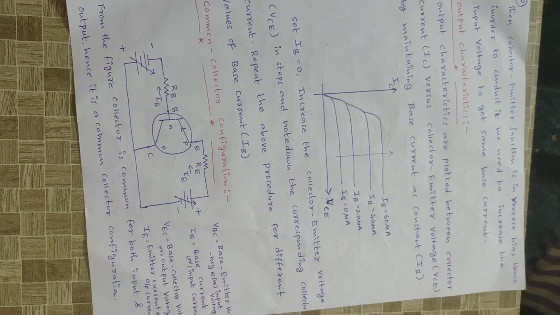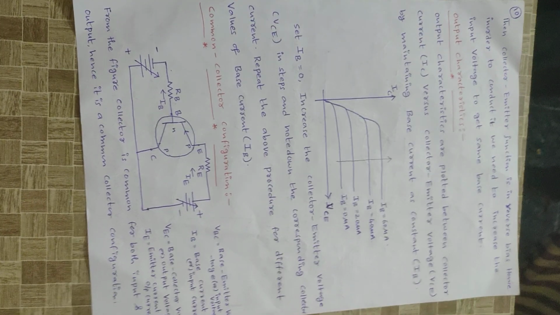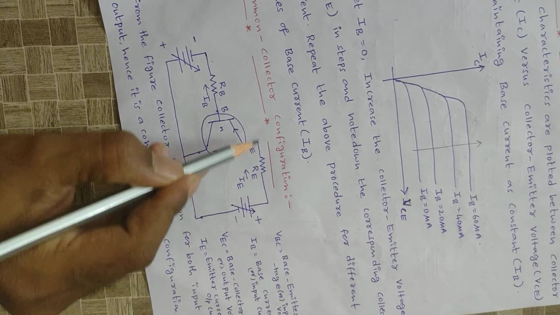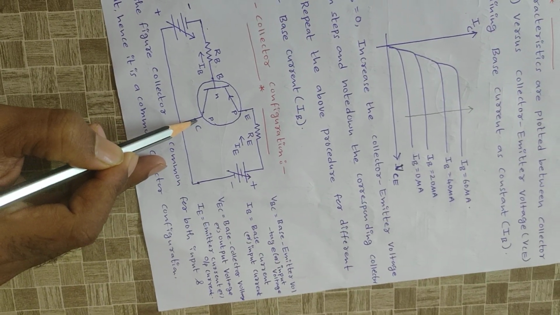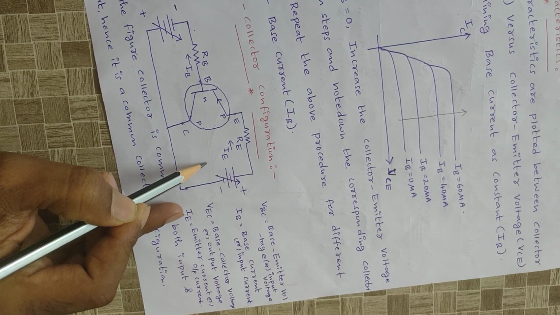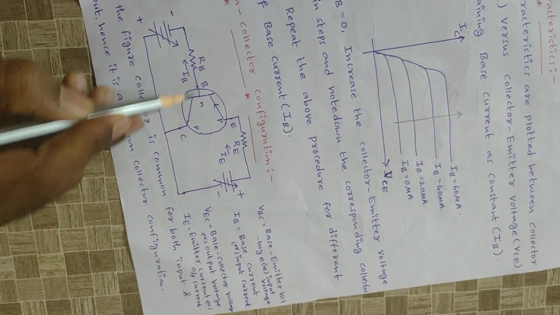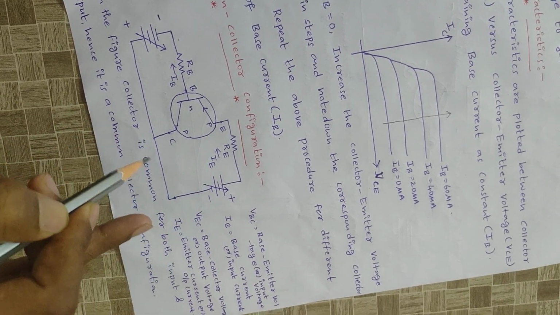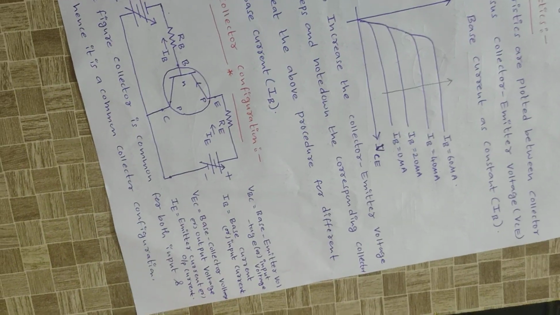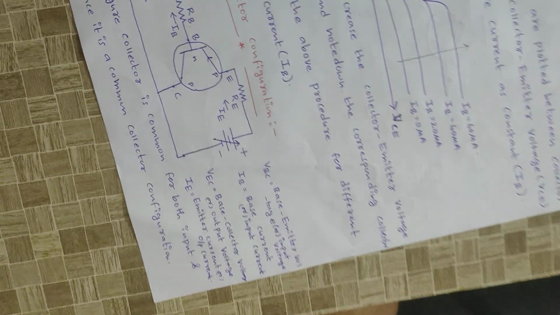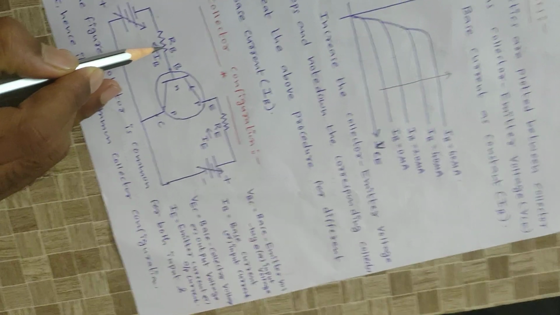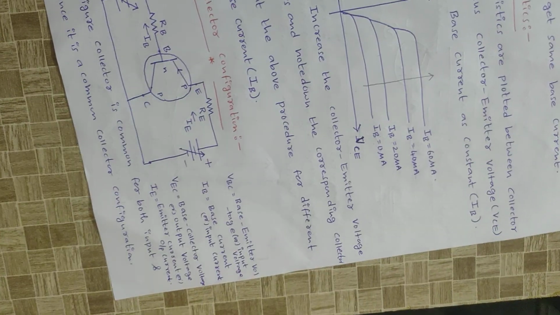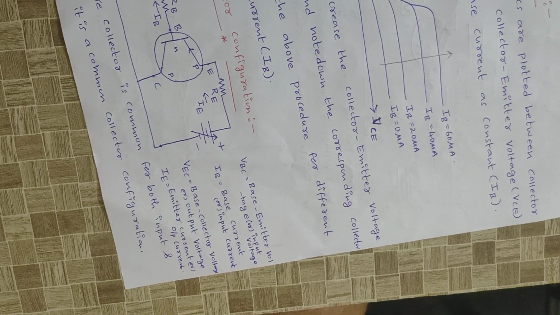Next we will discuss the common collector configuration. In this common collector configuration, now observe this figure. The collector is common for both input and output, right? Now see here, VBC is the input voltage or base collector voltage, VCE or VEC is the output voltage or collector emitter voltage, IB is the base current or input current, and IC or IE is the collector or emitter current, the output current.